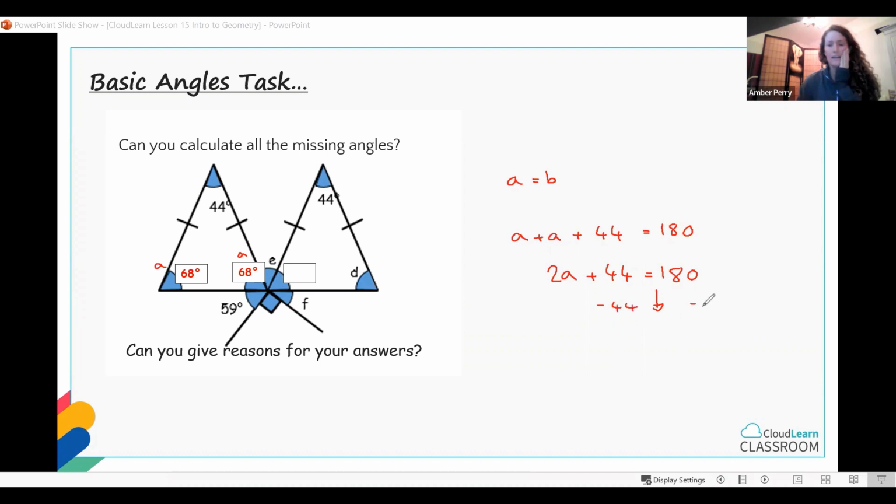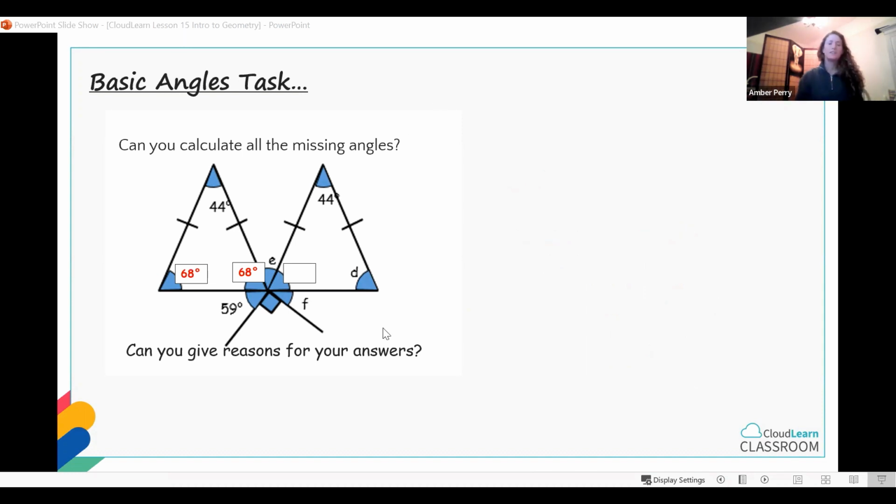And then, okay, I would divide by 2. Okay, so I would get the answer 68 from doing that. Let me clear that. Okay, so it's a good idea just to get a feel for that, because we'll be doing a lot of that in exam style questions later.